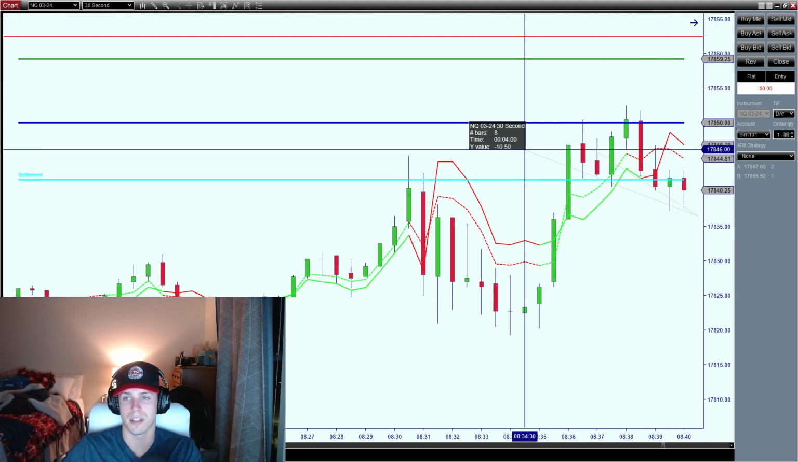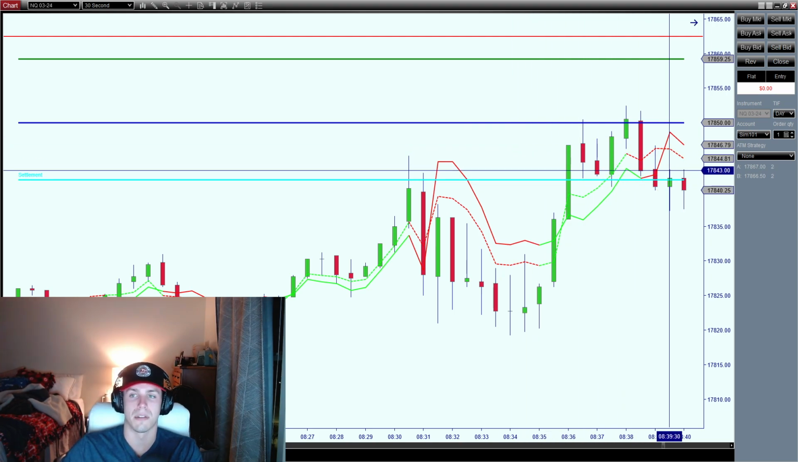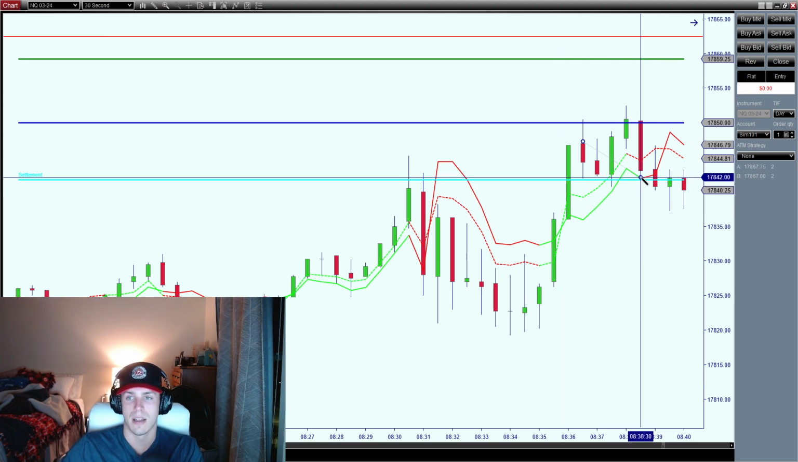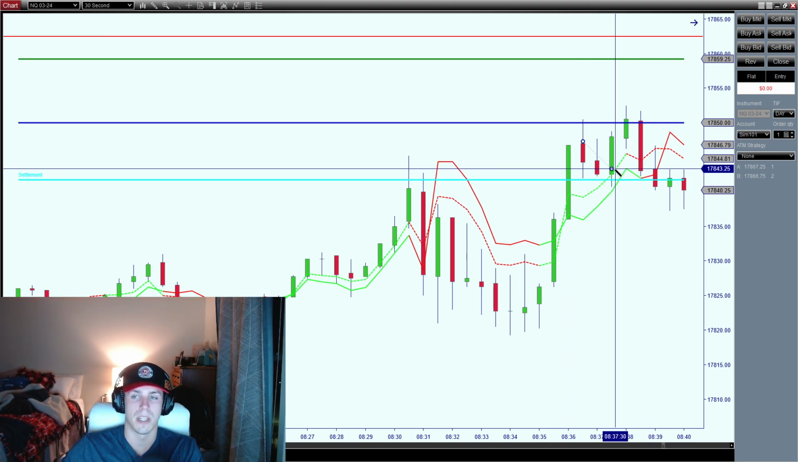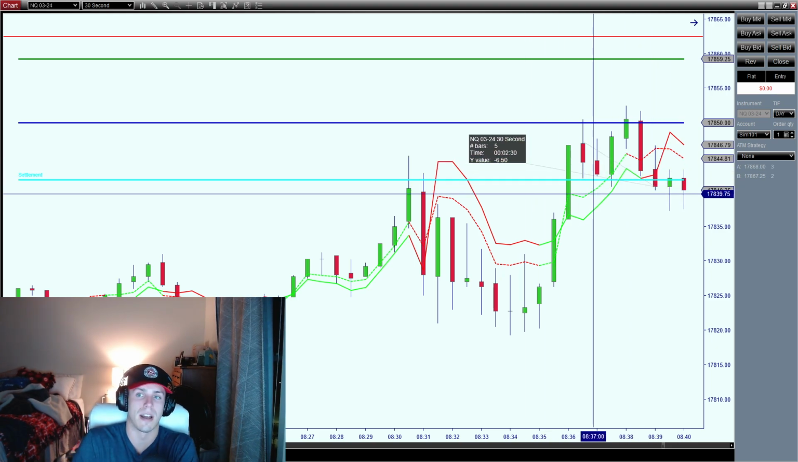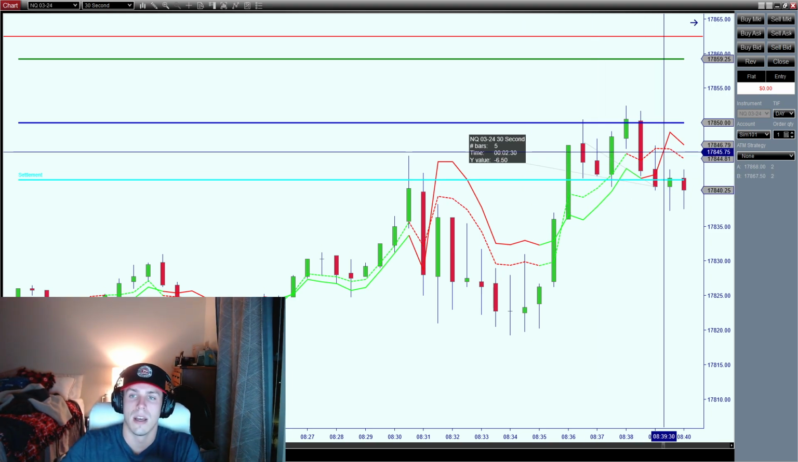But to be safe, what I usually do is, as soon as we start changing colors, so our entry was here, once we break below the green line, it turns red. You can see this candle broke below it. I usually take an exit just to be safe, because it usually means we're moving back down.